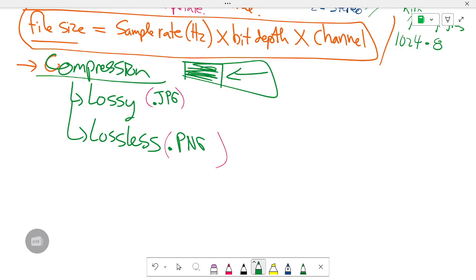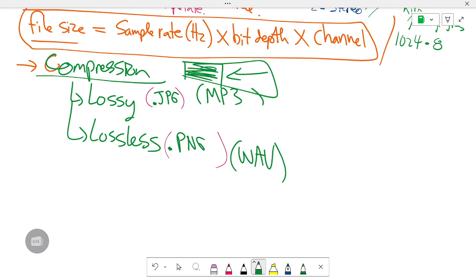For sound, this works also for sound, yeah? For sound, we can have MP3 and WAV, okay, I believe, are the lossless compressions. Okay, those are the bigger files.